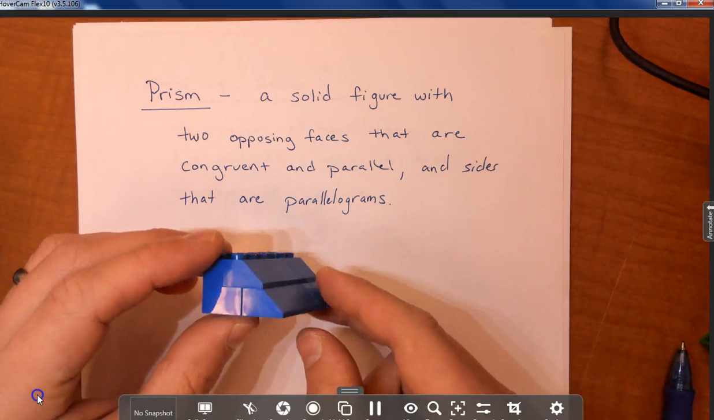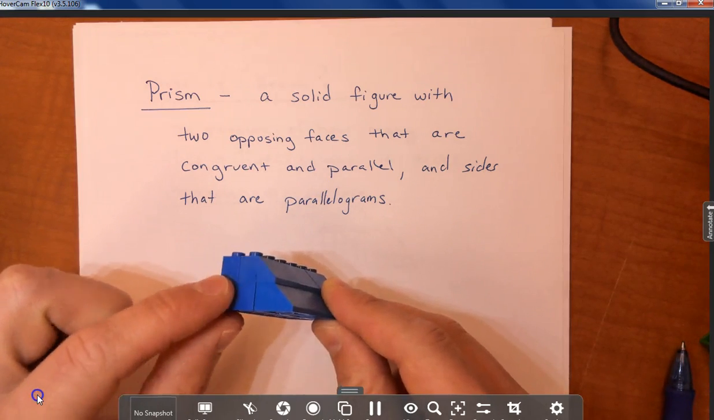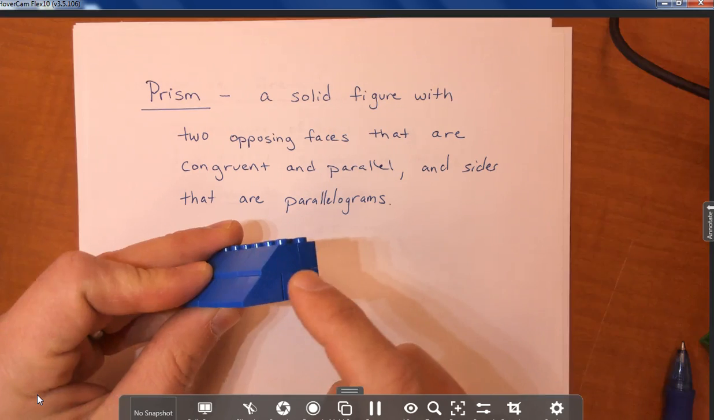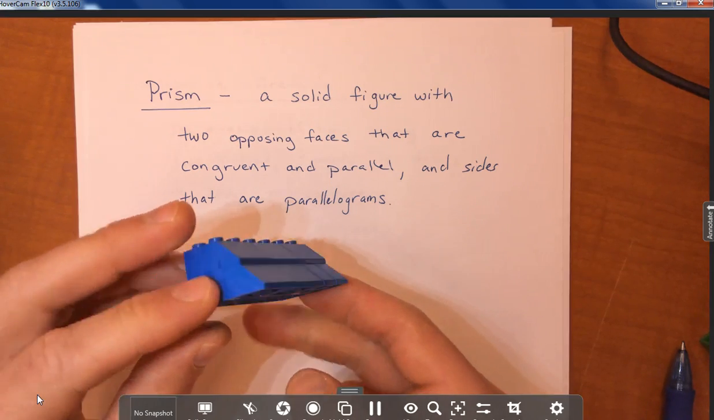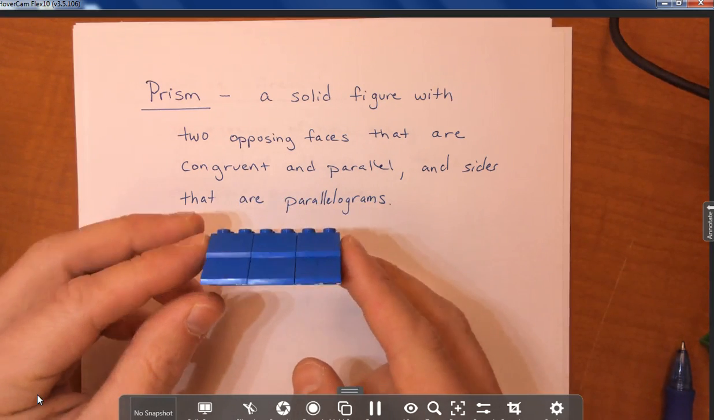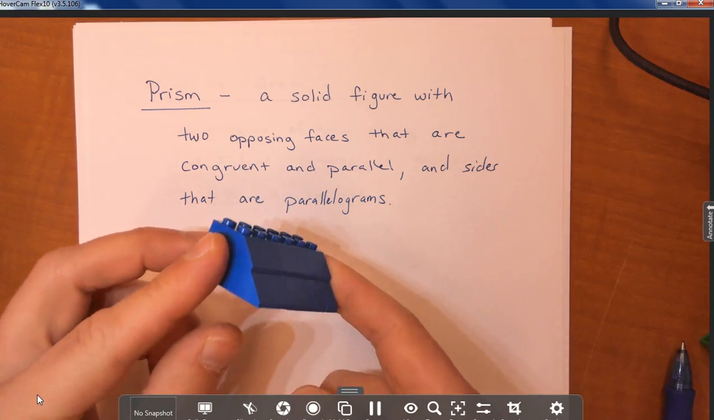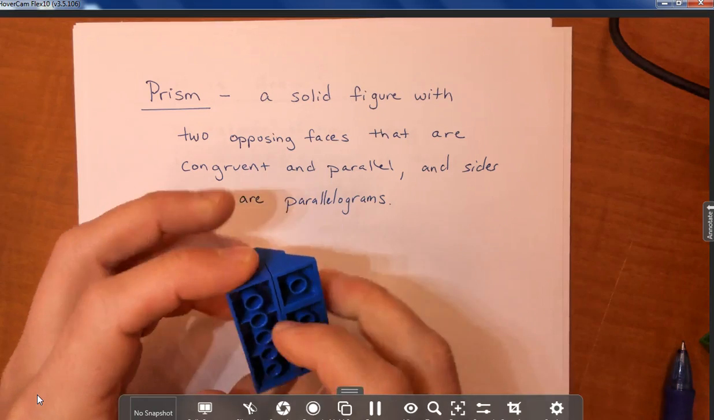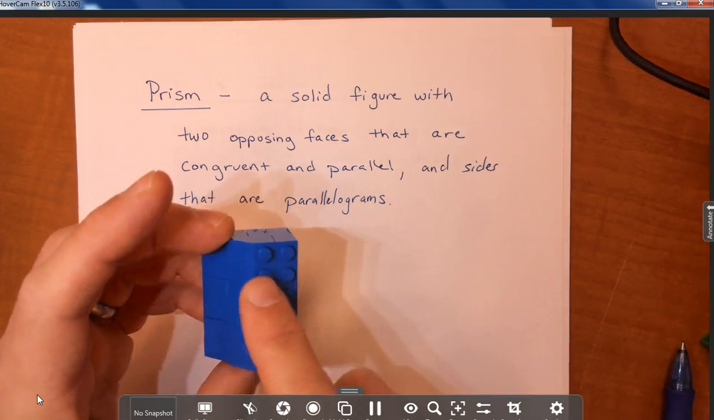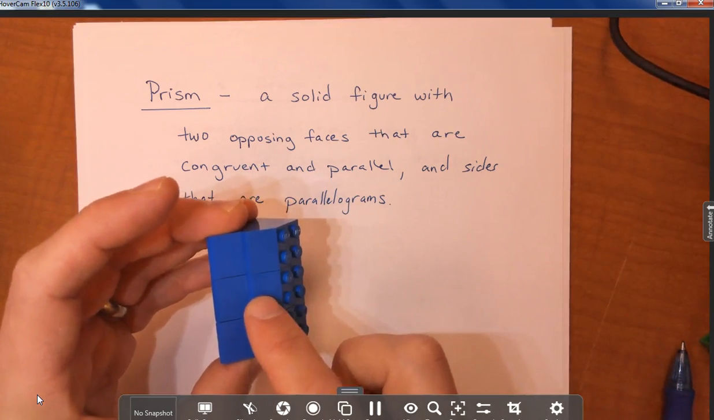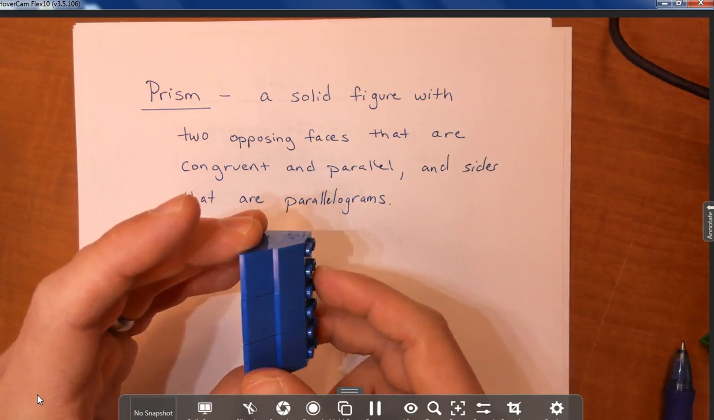So let's explain it with Legos. Here I have a face with the same face opposing it, and they are the same shape and same size, so they're congruent. They are parallel, in parallel planes, and so this is a prism. And all of the other faces connecting these two congruent and parallel faces are, in this case, rectangles.